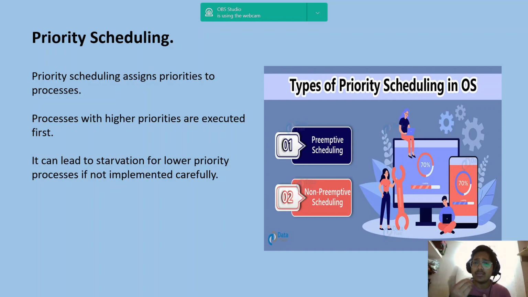Here also we have two types of priority: preemptive and non-preemptive. Preemptive, another process can interfere, or the current process can temporarily stop and another process will start executing. Non-preemptive, no other process will disturb, only the process which is entering will be executed completely, and only then will the next process enter. So these are the two types of priority.